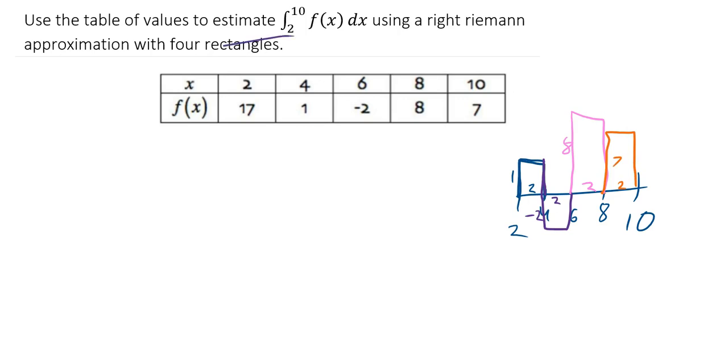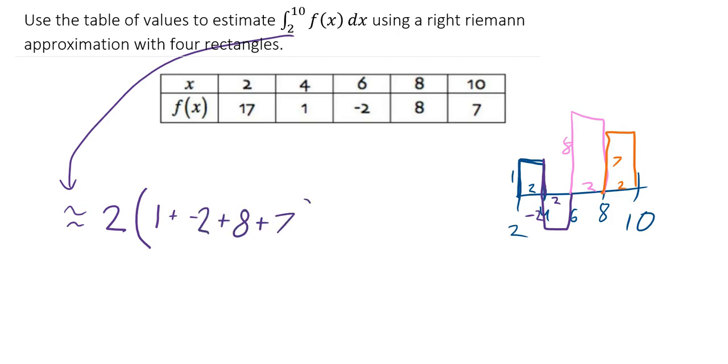My approximation is going to be the width of all the rectangles times all their heights added up. Their heights are f of 4 plus f of 6 plus f of 8 plus f of 10. This comes out to 2 times 14. I get 28. That is my approximate value of that definite integral.